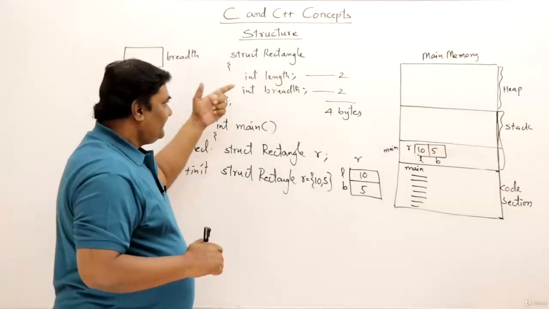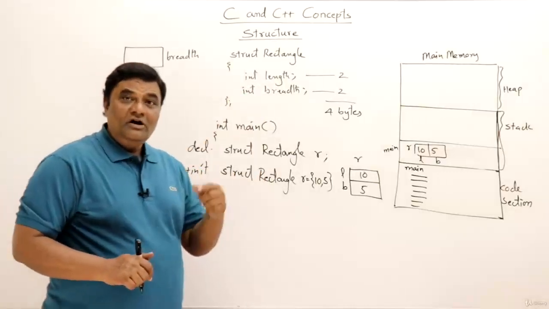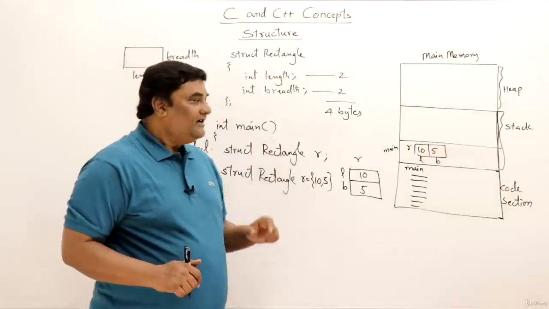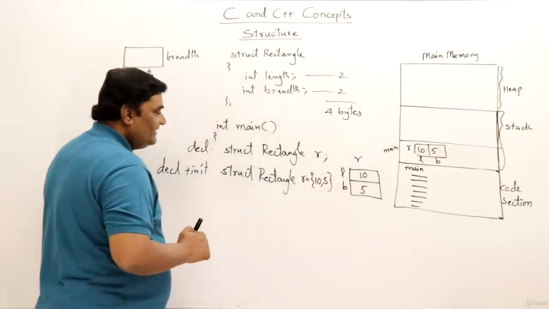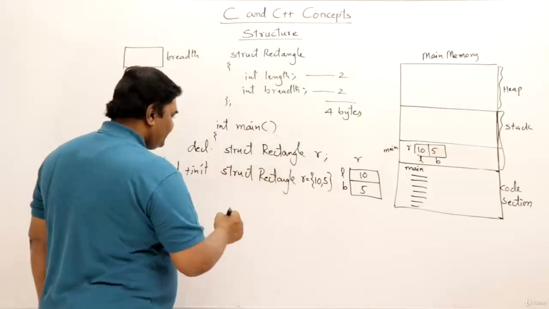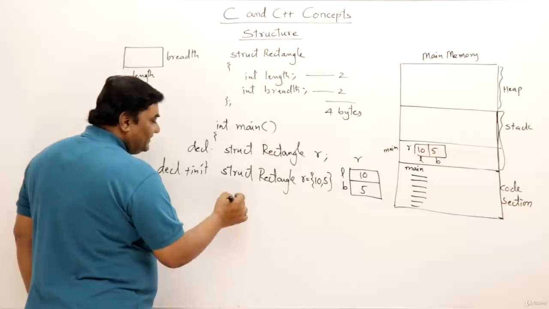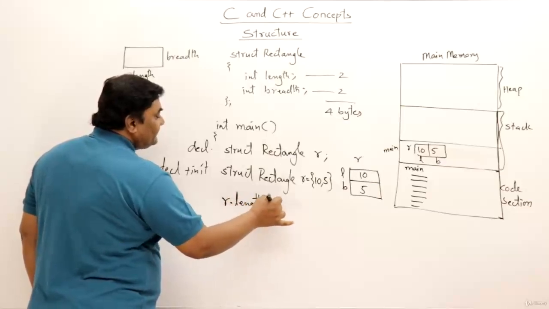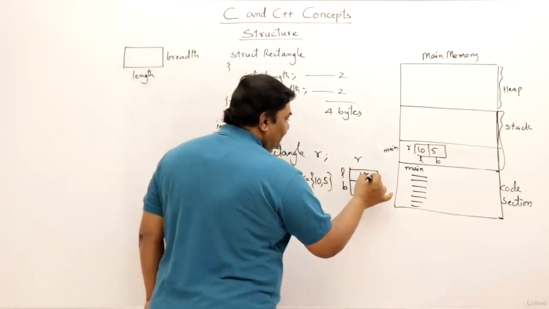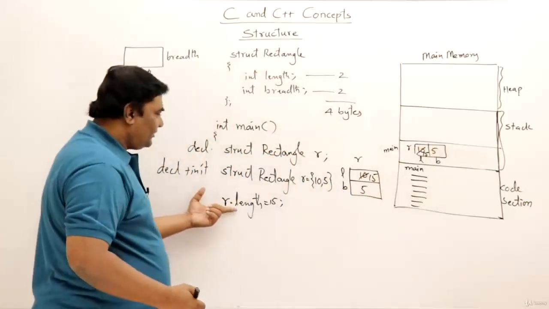So we have learned definition, declaration, and initialization. Now, how to access the members of this structure? Suppose I want to access this length and modify it to 15. For accessing the members of a structure, we should use the structure variable name, a dot, and length. So this is r.length, assign 15. This value will be changed to 15 in the memory. So this is how we can access.